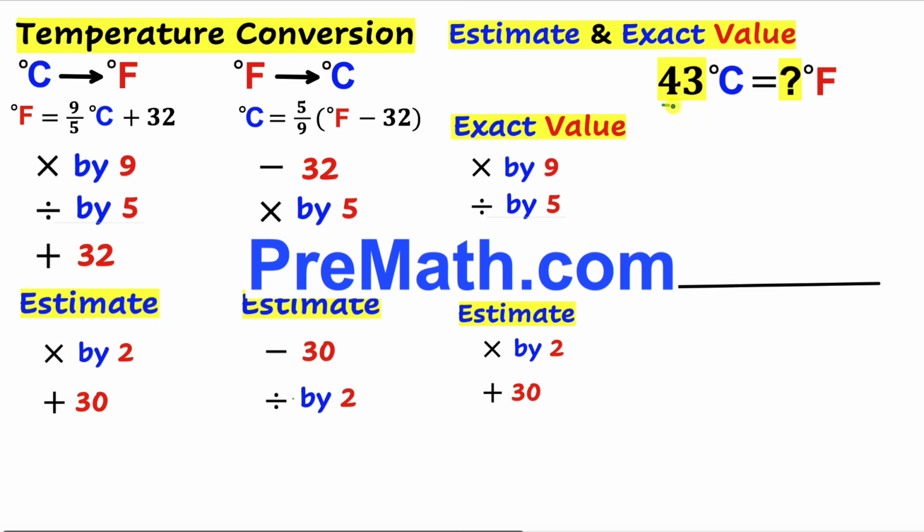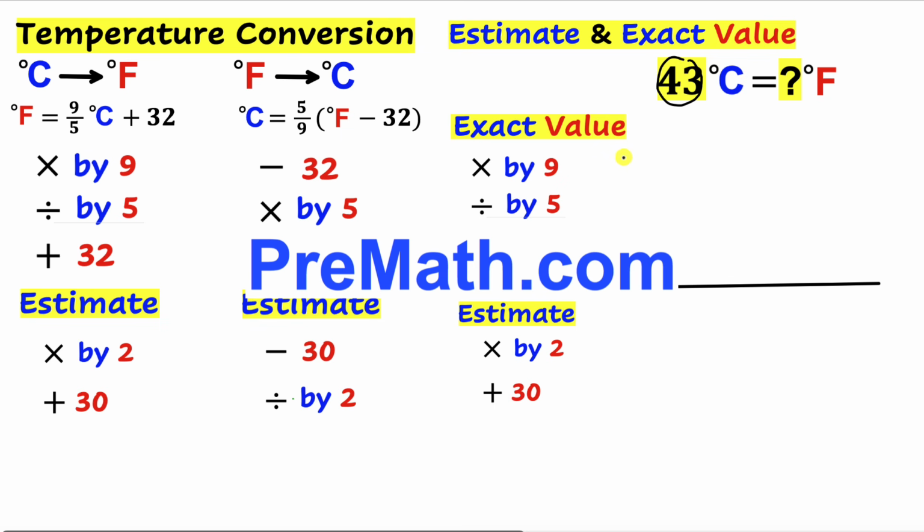And here's another example. This time we are going to go from 43 degrees Celsius to calculate the degrees Fahrenheit. And in order to calculate the exact value, here are the steps we are going to take. First, we are going to multiply by 9, then divide by 5, and then we are going to add 32 to it.